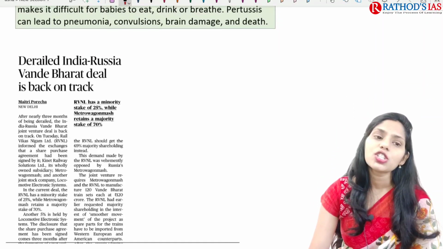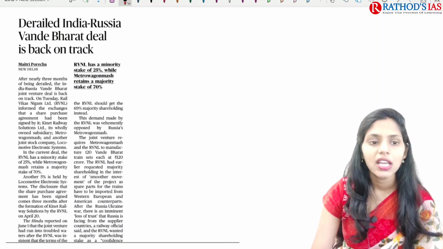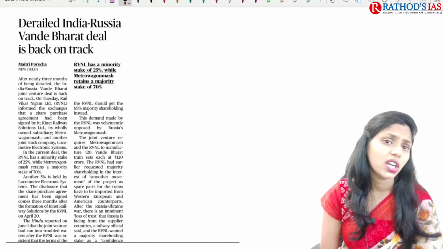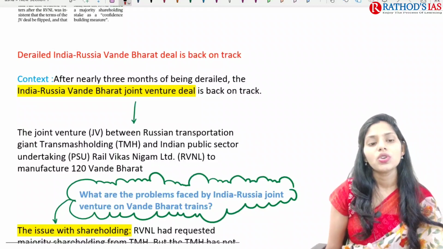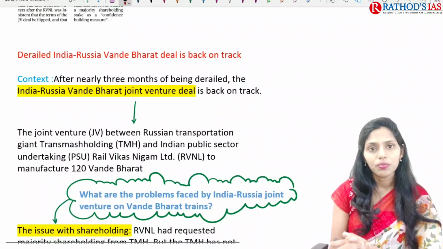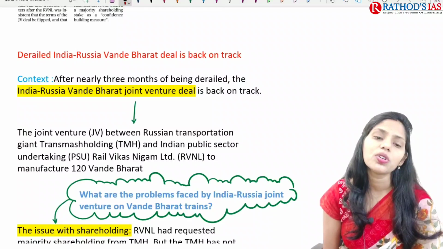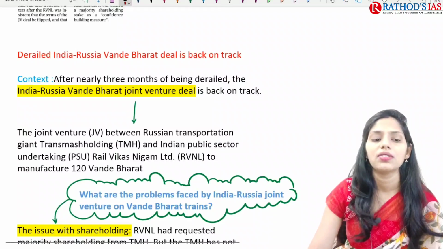And now let's see the next topic. It is about the derailed India-Russia Vande Bharat deal being back on track. This article is talking about India-Russia relations, and it is very important from GS paper 2. After nearly 3 months of being derailed, Russia and India have again come towards each other for the joint venture for the development of these Vande Bharat trains.